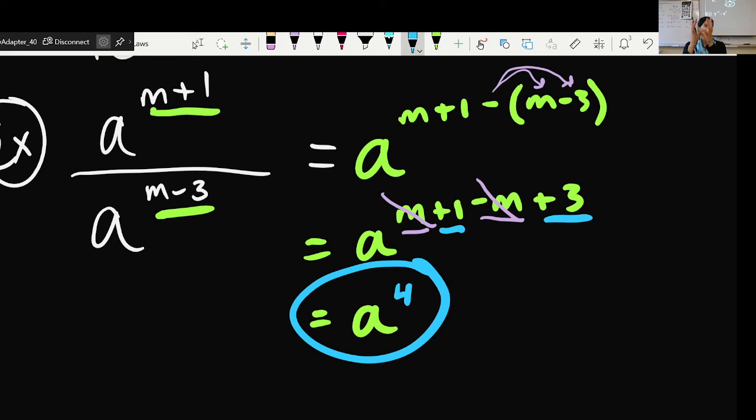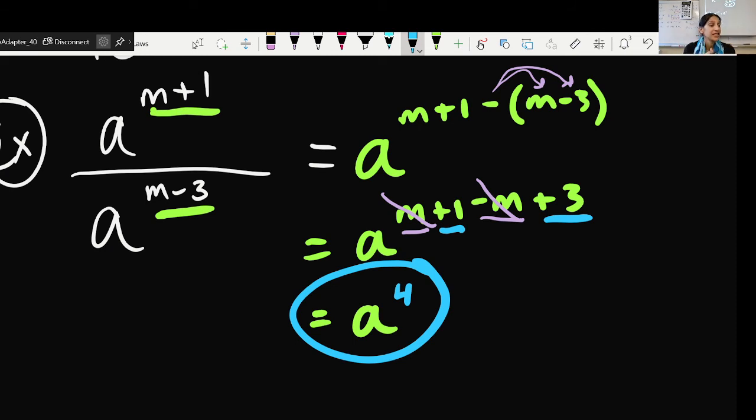If it's just a divided by a, yes, it's equal to 1. But this is not just a. This is a to the m plus 1, and this is a to the m minus 3. Good question. Remember last day we talked about how the exponents are needy? They need to be attached to something. You can't separate those two.